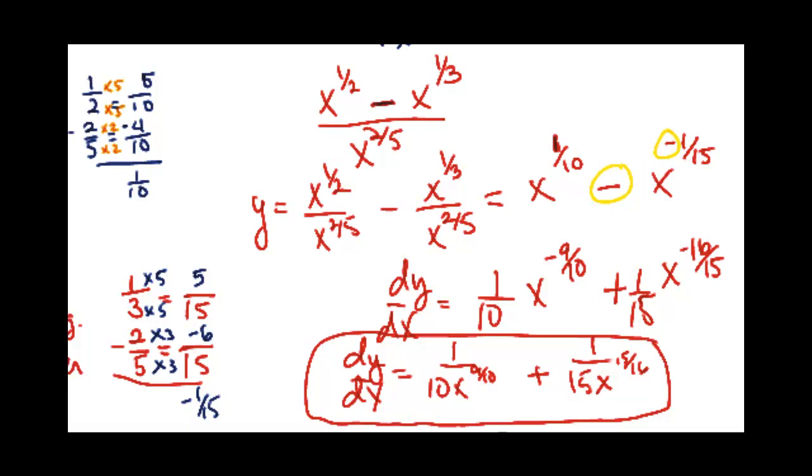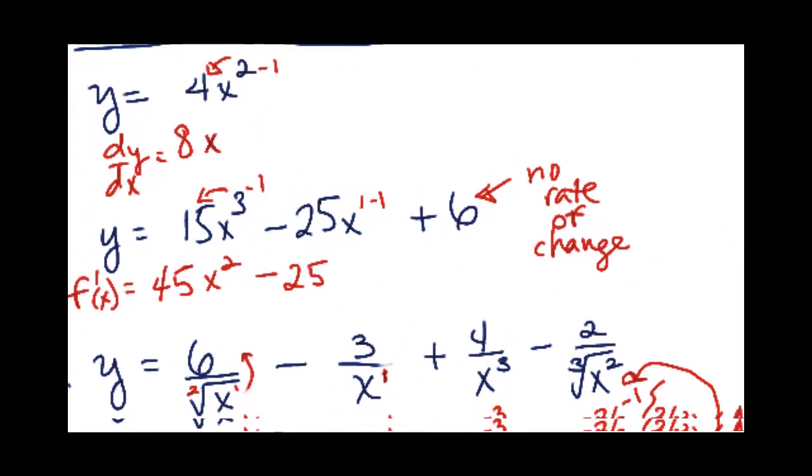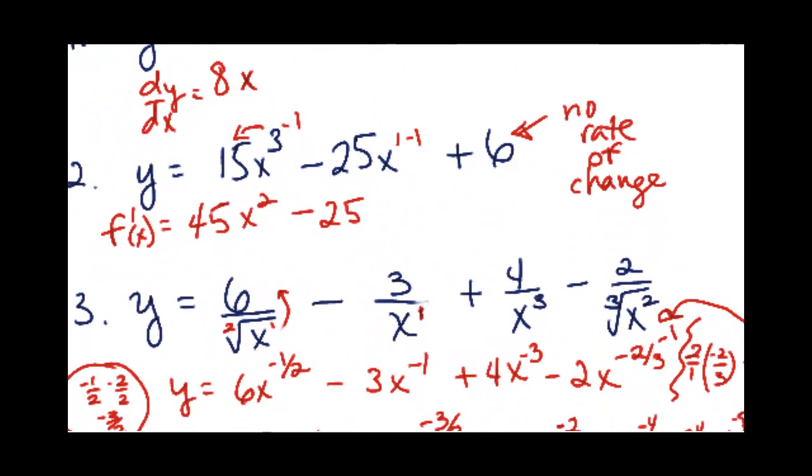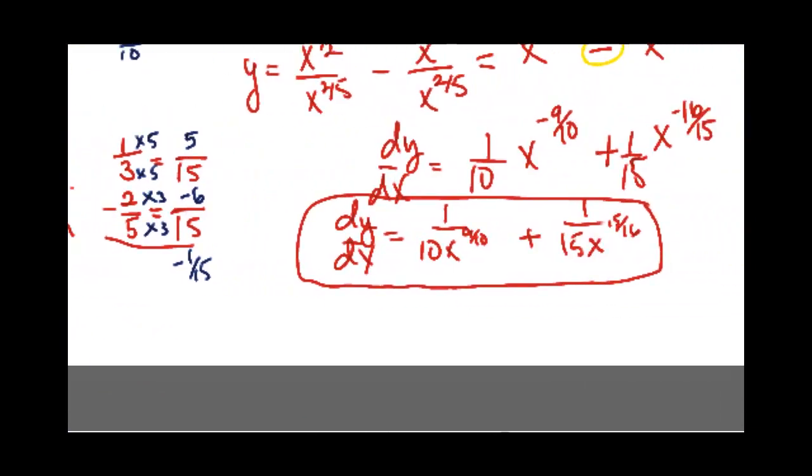Alright, so again, make sure that it's in the numerator. Once it's in the numerator, bring the exponent down, subtract 1. Get rid of any negative signs by bringing them back to the denominator.